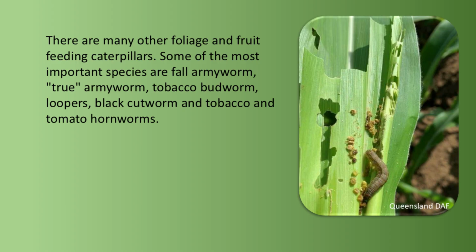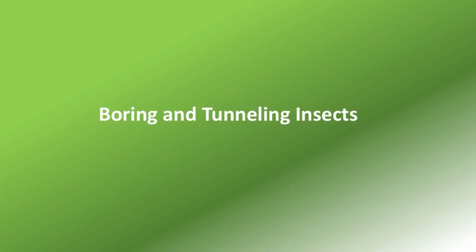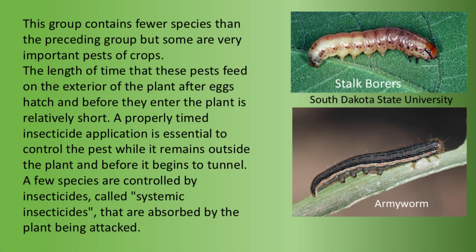There are many other foliage and fruit-feeding caterpillars. Some of the most important species are fall armyworm, true armyworm, tobacco budworm, loopers, black cutworm, and tobacco and tomato hornworms. Boring and tunneling insects. This group contains fewer species than the preceding group, but some are very important pests of crops.